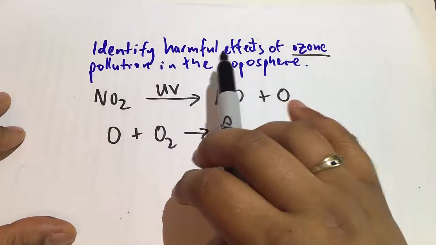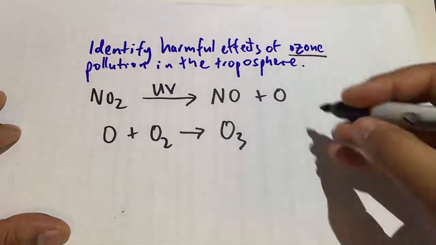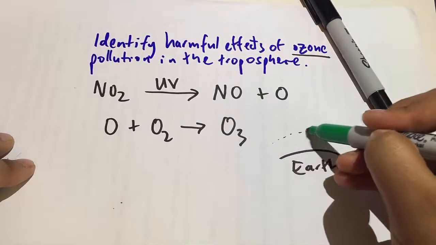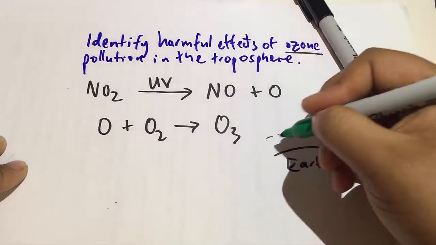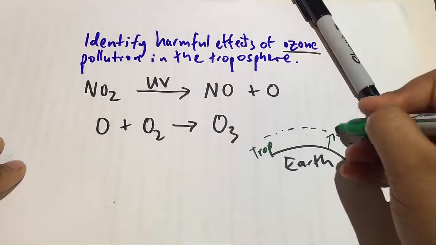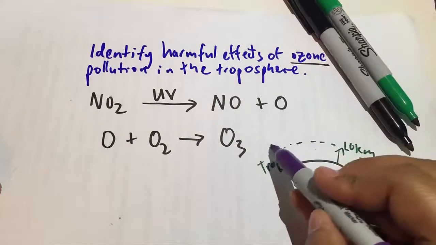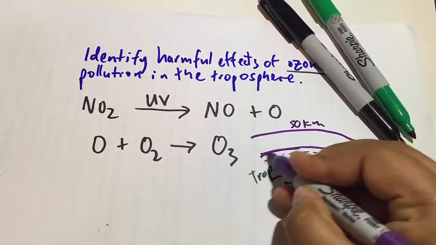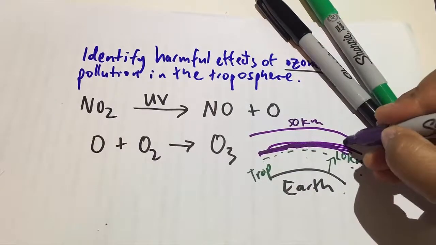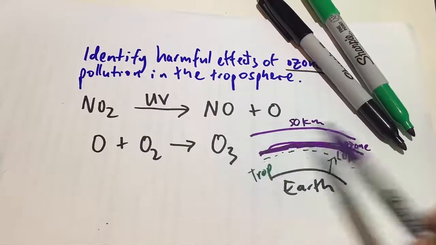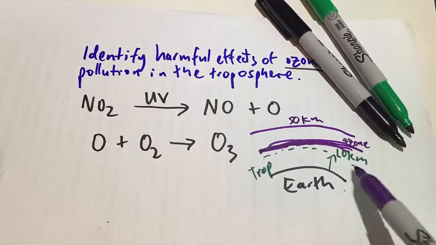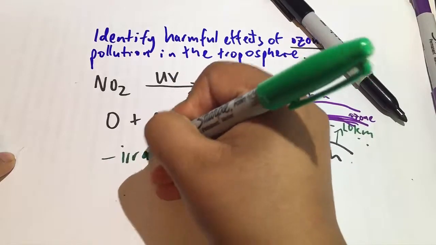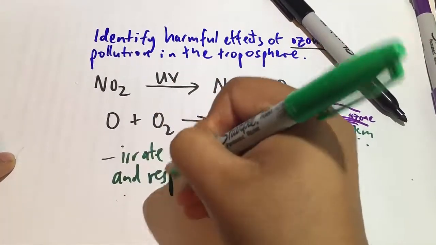Now, this question is just asking us to identify the harmful effects of ozone, and the idea is that ozone is only really helpful in one place. So if this is the Earth, let's just get another color. We've got kind of like our first layer above the Earth, which is our troposphere. I'm just going to call it trop, and that goes for about the first 10 km. And then after that, we've got kind of our ozone layer, and then we've got the rest of the stratosphere about 50 km up. And so our ozone layer is around here, approximately, ozone. And so while ozone itself is important, it's only really valuable when it's in that ozone layer. If it gets into the troposphere, it can actually do some damage. And one of the main things it's going to do, it's going to irritate the eyes and respiratory system.